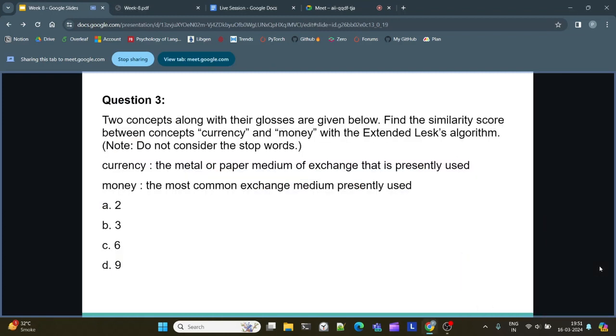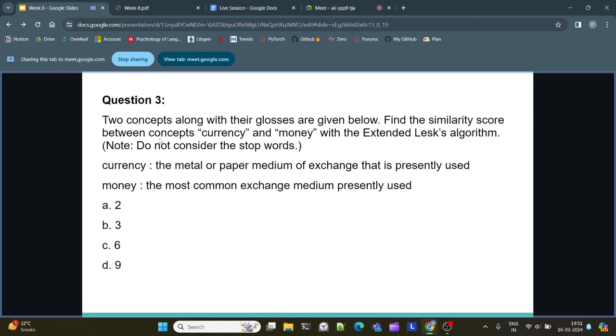So this is the third problem for today. Here we have two concepts and their glosses are given. The concepts are currency and money, and these would be their glosses. We need to find the similarity score between these concepts, currency and money, and we have to use the extended lesk algorithm in this case.